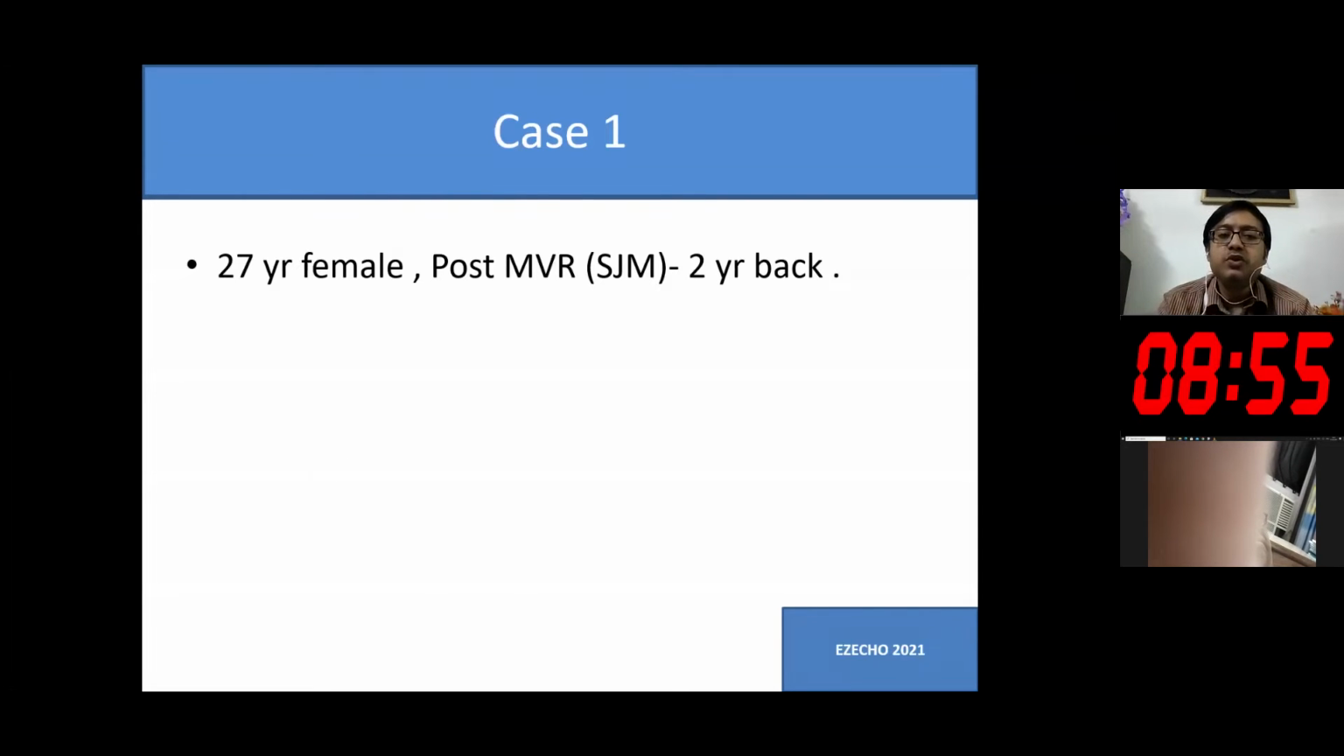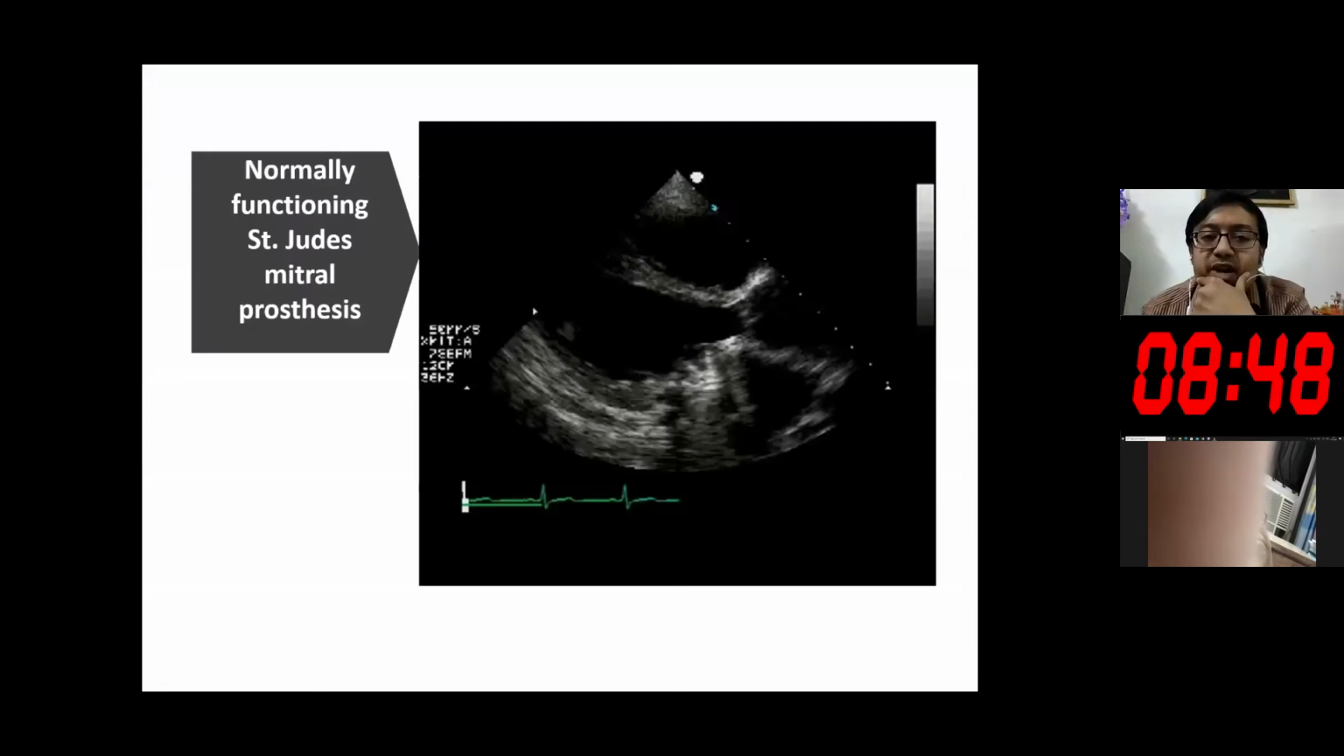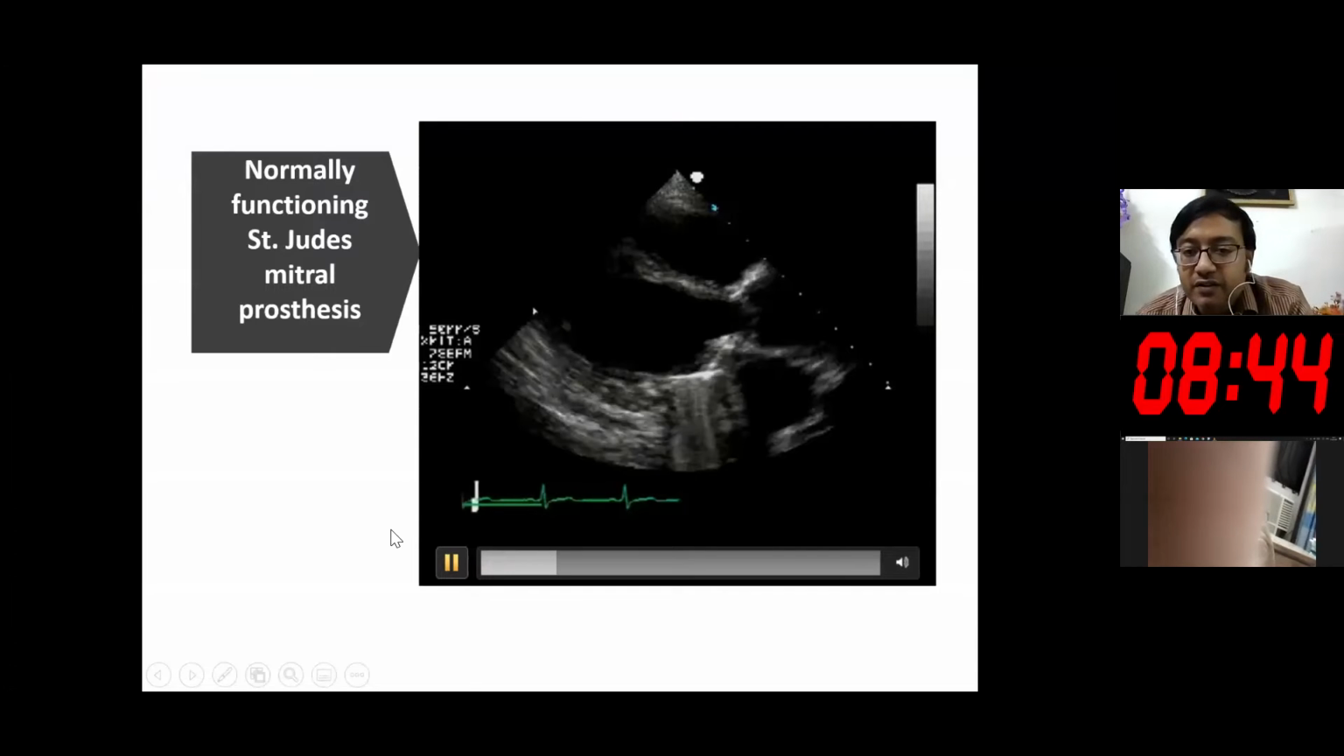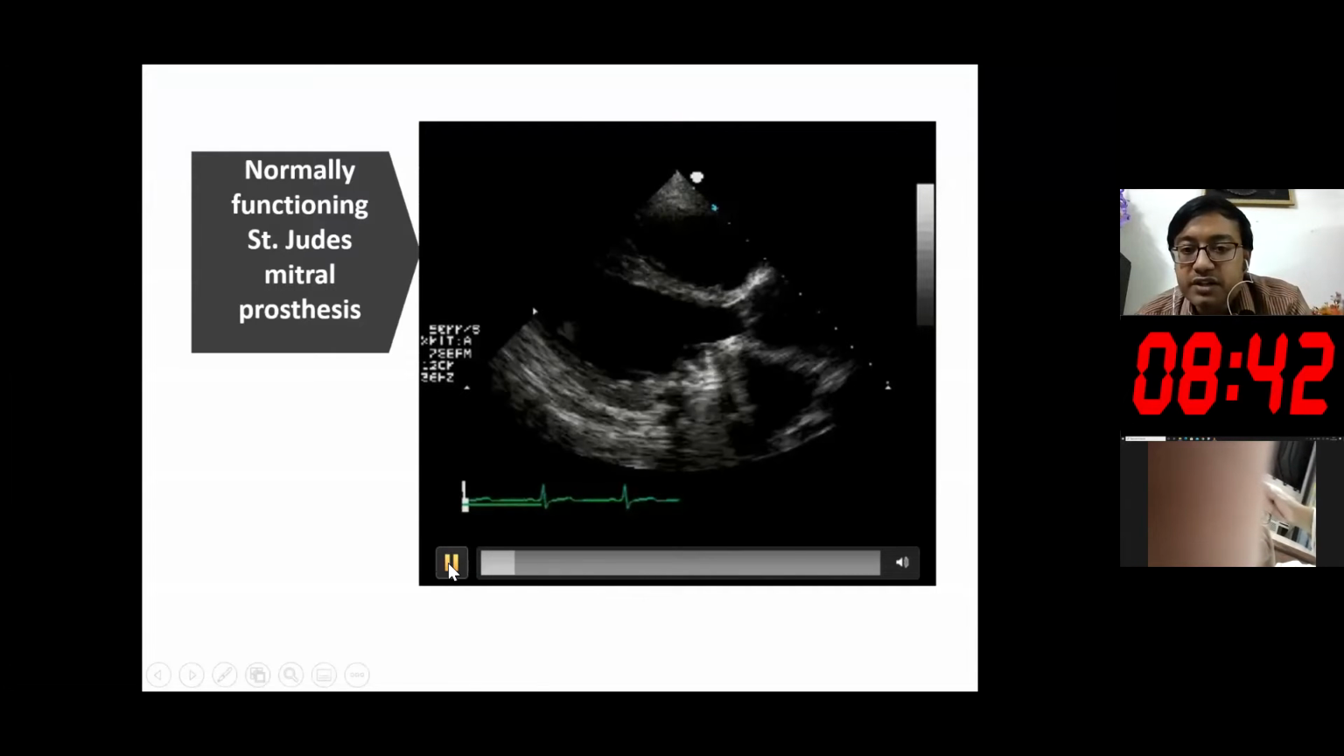So coming to another case, a simple case of post MVR, where a St. Jude's mitral valve was implanted 2 years back in a 27-year-old female, that shows a normally functioning prosthetic valve. It is just to show how a normally functioning prosthetic valve looks.